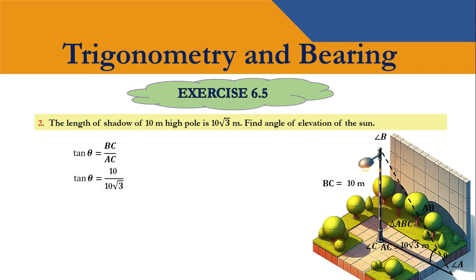Putting the value of perpendicular and base into the tan theta ratio, we will get tan theta is equal to 1 over under root 3. So theta is equal to tan inverse of 1 over under root 3. The angle for which tan is 1 over under root 3 is 30 degree. So this is the angle of elevation of the sun, which is causing a shadow with the pole.